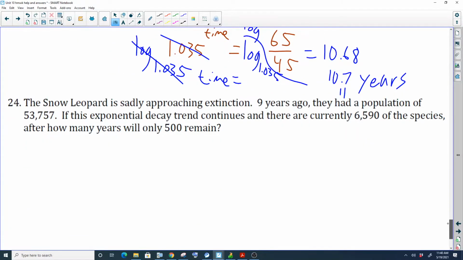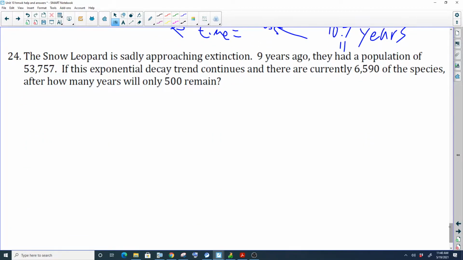Okay, last word problem. I actually Googled this and made up this problem. And it's true, the snow leopard is sadly approaching extinction. So 9 years ago, they had a population of 53,757. If this exponential decay trend continues, and there's currently 6,590, how many years till we reach only 500?